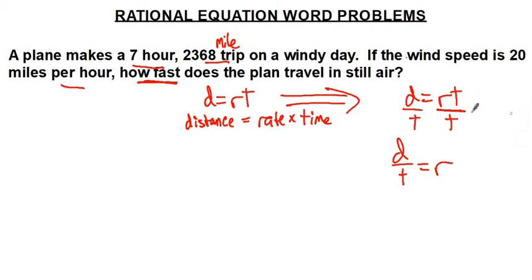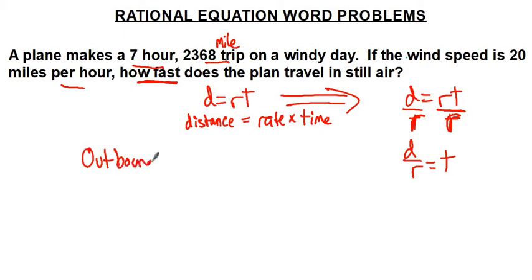Okay, and actually, let me take that back for a sec. Because it's a rational equation, we don't want to solve this for rate. We want to solve it for time, and I'll show you why in just a sec. So let's divide this by rate. Okay, so this becomes distance over rate equals time. Okay, so let's set this up now.